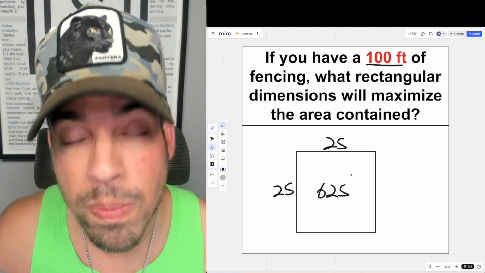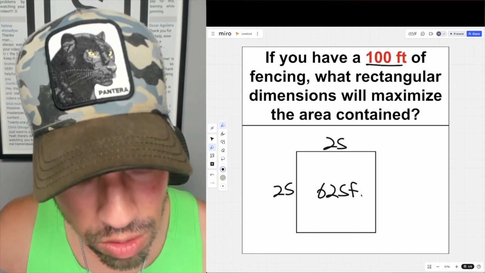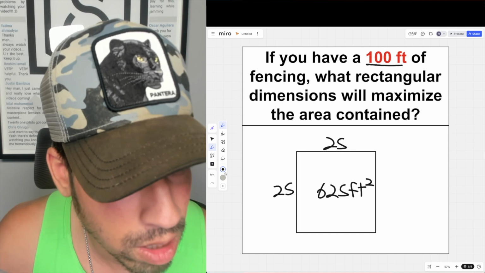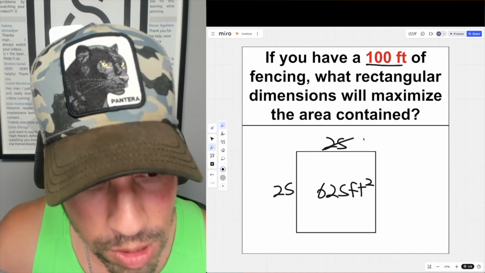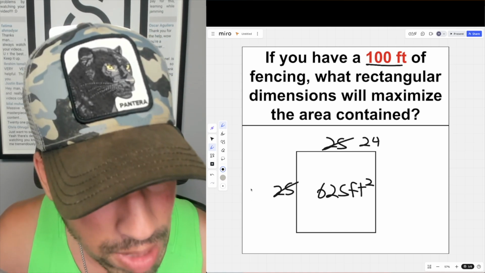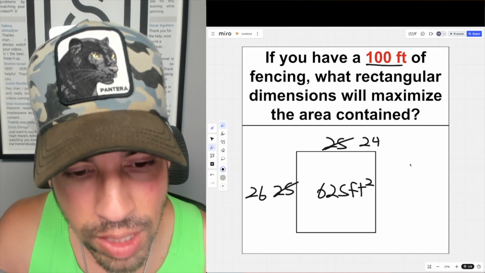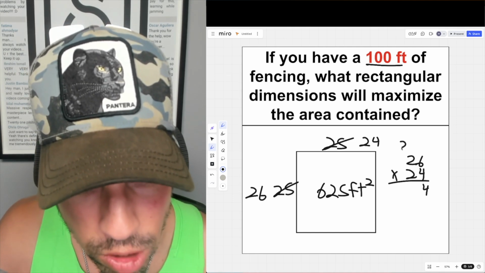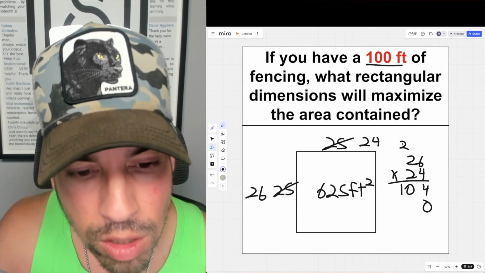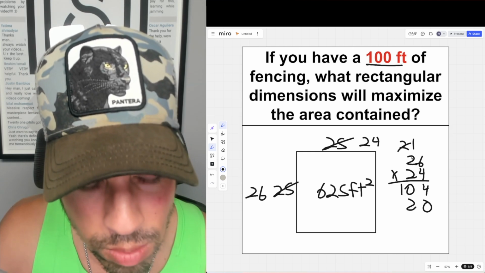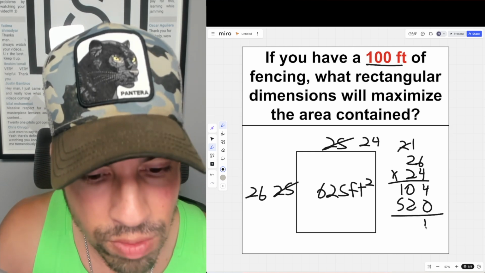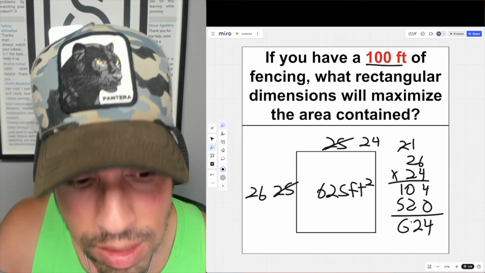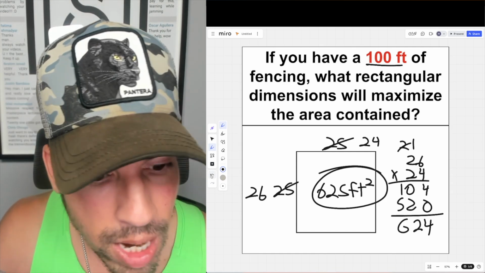Now I'm going to show you why you can't get an area bigger than 625 square feet. Let's take a little example: modify this side and make it a little smaller, 24, and modify this side and make it 26. Now with this modification, we can multiply 24 times 26. 4 times 6 is 24, carry the 2. 8 plus 2 is 10, 0. 2 times 6 is 12, carry the 1. 2 times 2 is 4, plus 1 is 5. And we've got 624. So you can already see that this has dropped by 1 square foot.